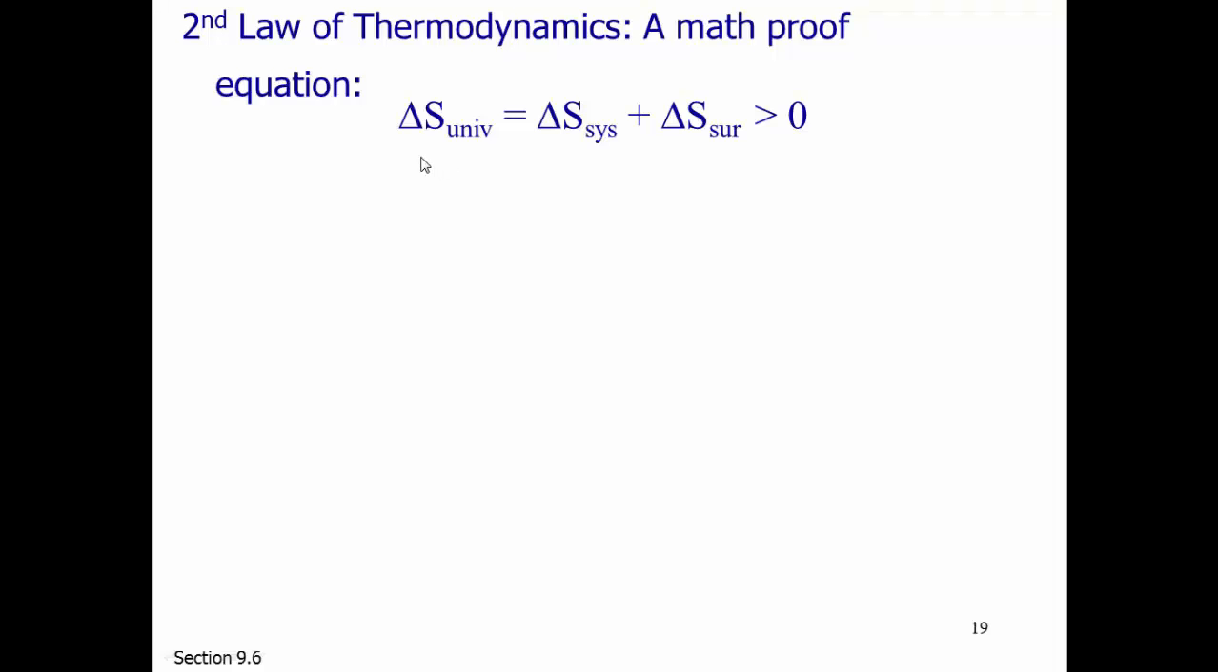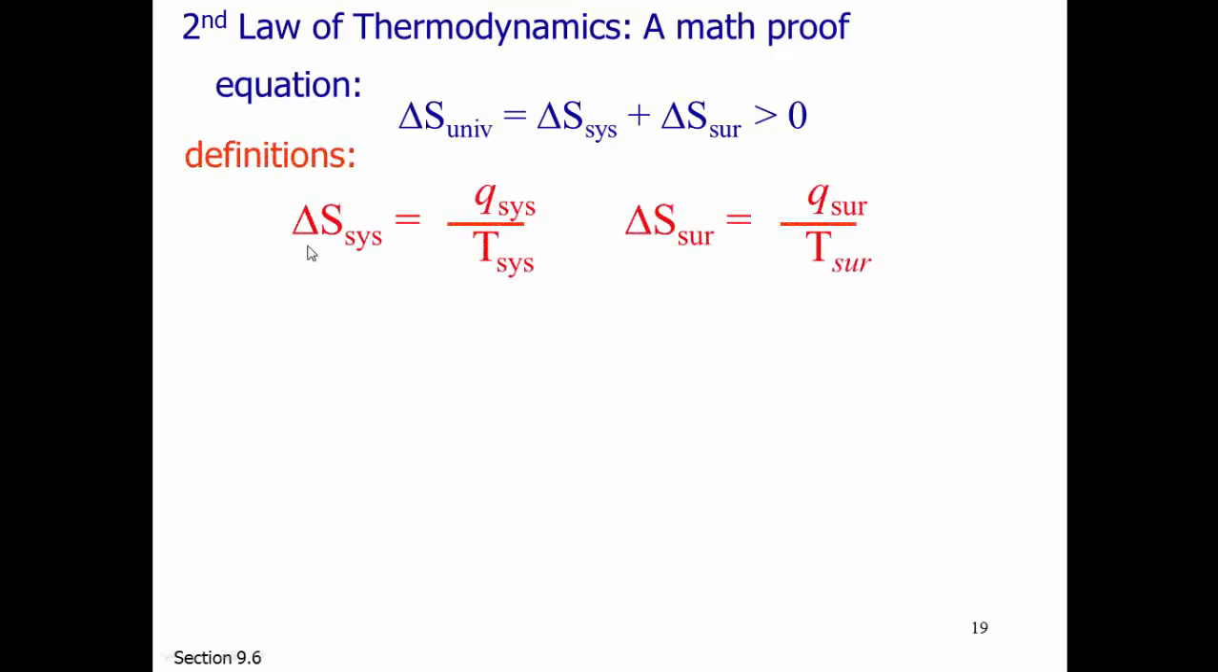The premise we have here is that the entropy change of the universe is greater than 0 whenever something happens spontaneously, and it is divided into the entropy change of the system and the entropy change of the surroundings. Put the actual definitions in now, where we can use Q system over T system and Q surroundings over T surroundings for the entropy changes.